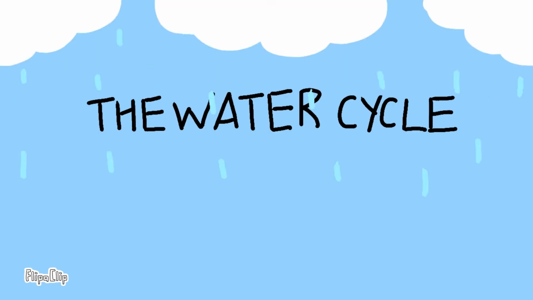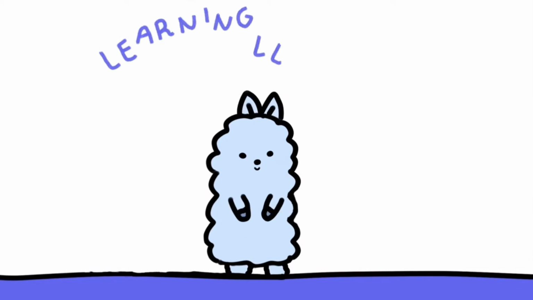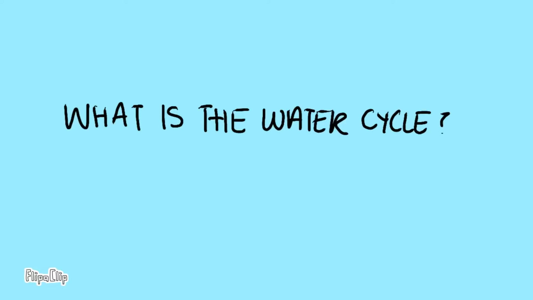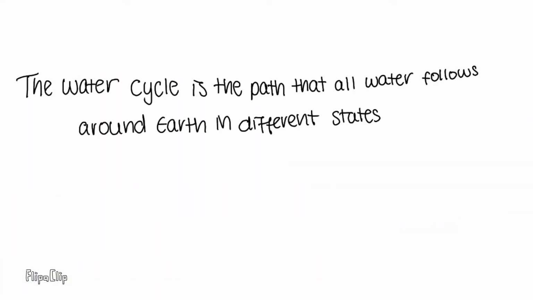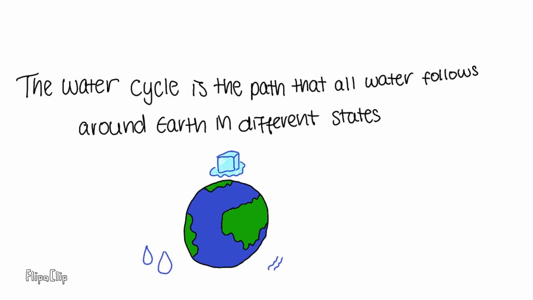Today we will be learning about the water cycle. So what exactly is the water cycle? The water cycle is the path that all water follows around Earth in different states of matter, which are solid, liquid, and gas forms of water. There are four main stages of the water cycle.